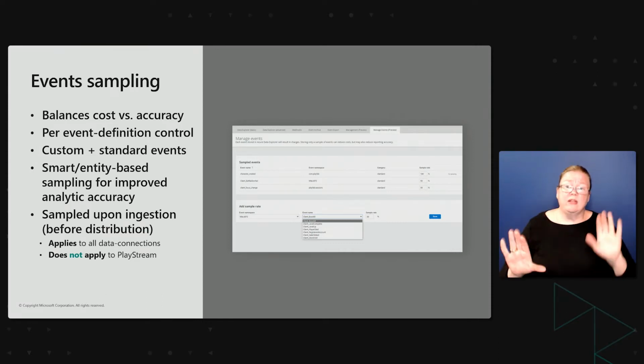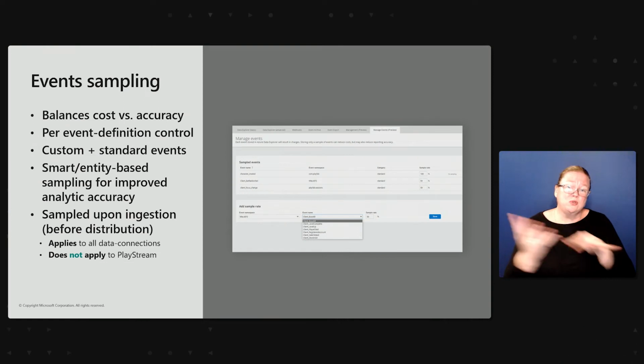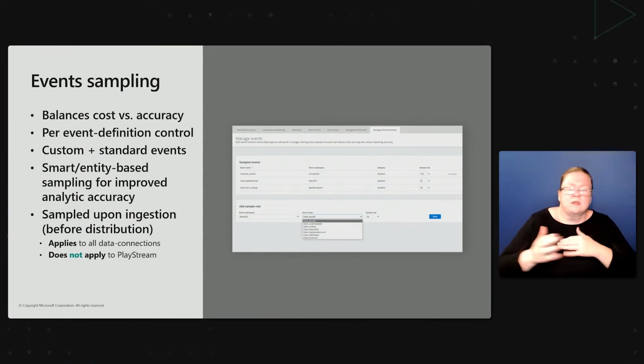It's important to say that sampling happens before distribution and after ingestion. That means it applies to all your data connections. It also means it does not apply to PlayStream. So you can still trigger 100% of actions for your events even when you sample them out.